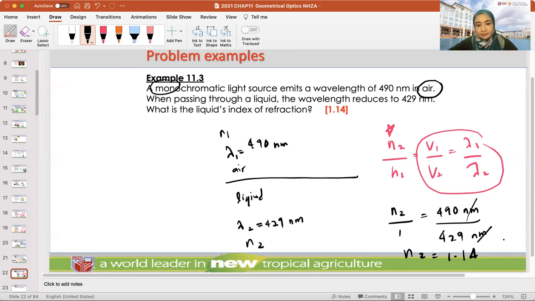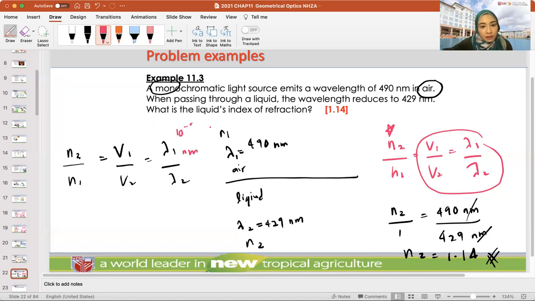What's the unit here? It's unitless, no units, it's just a number. Okay, again, we have our ratio N2, N1, V1, V2, lambda 1, lambda 2. This guy is in nanometer, typically SI unit meter, tapi selalunya dia akan bagi dalam nanometer. Nano is times 10 to the minus 9. Kan? Okay, so this is also in nanometer selalunya.